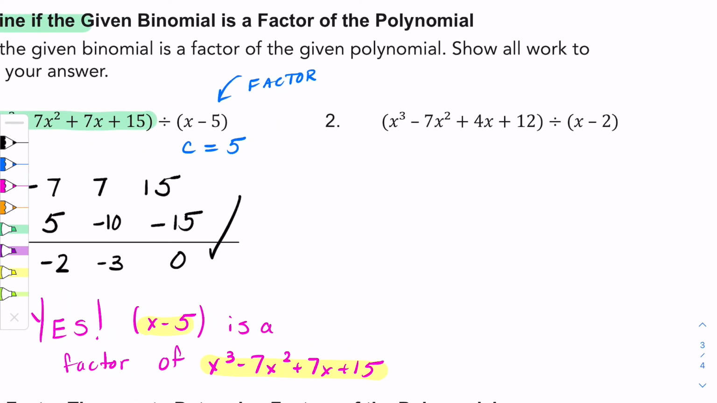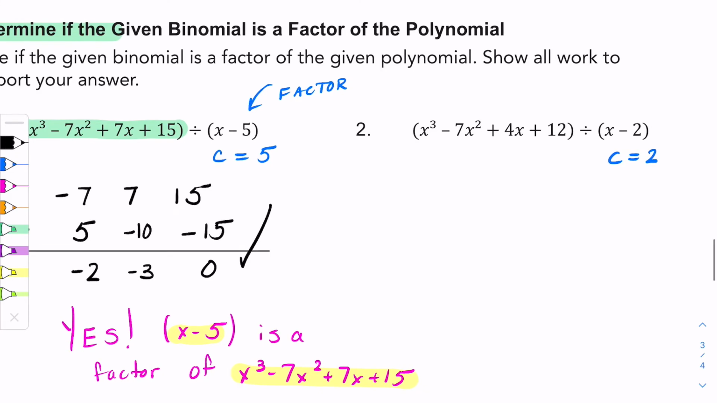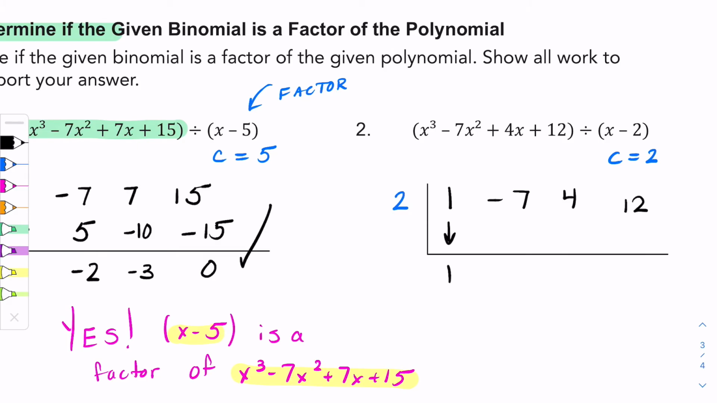For number 2, your synthetic divisor is 2. We have all terms, so our synthetic division has 2 on the outside, with coefficients of 1, -7, 4, and 12. Bring down the 1. 1 times 2 is 2, plus -7 is -5, times 2 is -10, plus 4 is -6, times 2 is -12, plus 12 is 0.